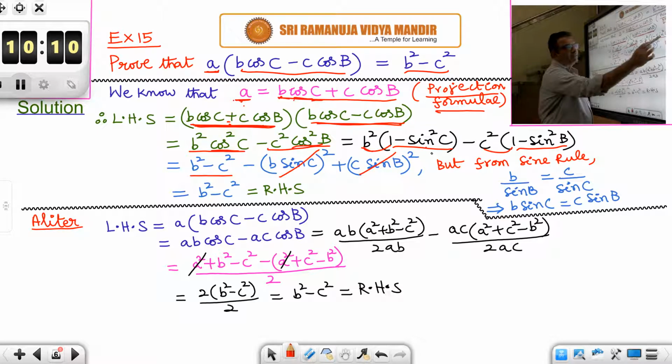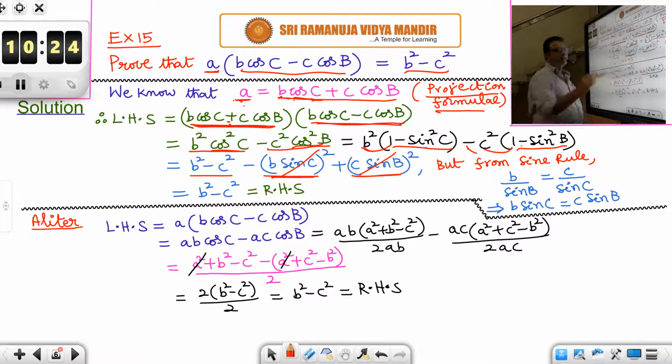Minus b square sin square c, that means minus (b sin c) whole square. And here, minus into minus, plus c square sin square b, means (c sin b) whole square. These two, how do they cancel out? They cancel out because here I have written the reason.